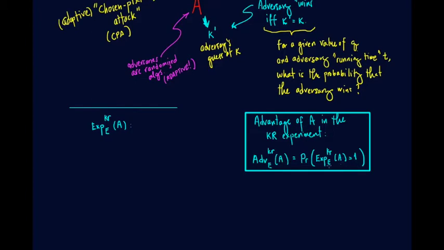And so then what you're saying is, what's the probability that A1 wins the experiment that we're about to describe? That probability is the advantage of A1. A2, well, that's a different adversary. So this is now an A2, and you're asking what's the probability that A2 wins this experiment, and so on.